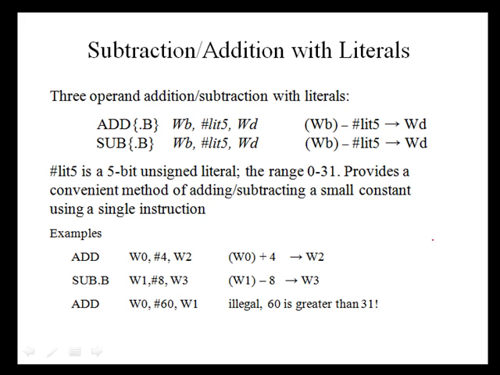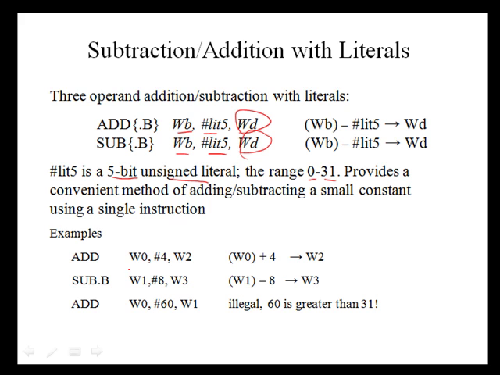A common operation that we like to do is either add or subtract a constant from a register. Here's one form that we can use to do that. Here we're going to add a 5-bit literal to a register and place the result in a destination register. Here we'll subtract this 5-bit literal from this register and place the result in a destination register. This is a 5-bit unsigned literal, which means it has a limited range. It can only represent numbers in the range of 0 to 31.